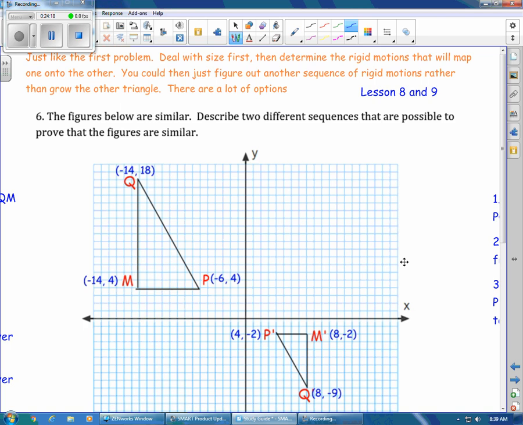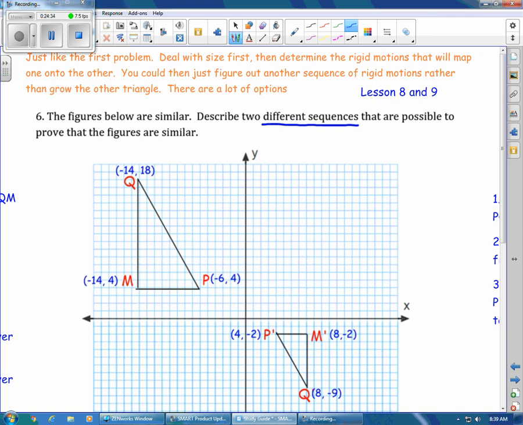Now, the thing that I will say is, well, we'll get to it. On this problem, I'm giving you the coordinates already. So you have to figure out your scale factor by comparing some corresponding sides.